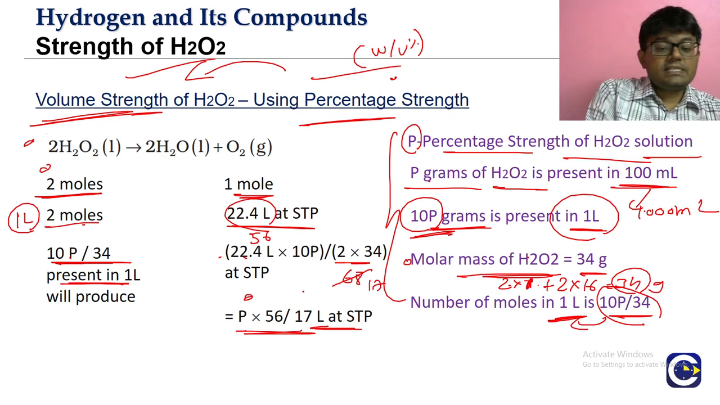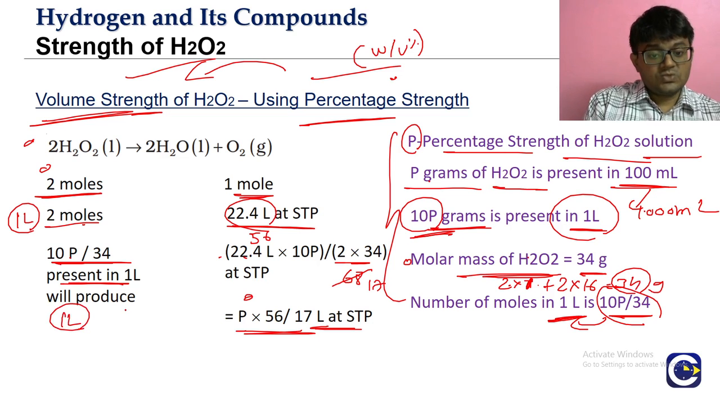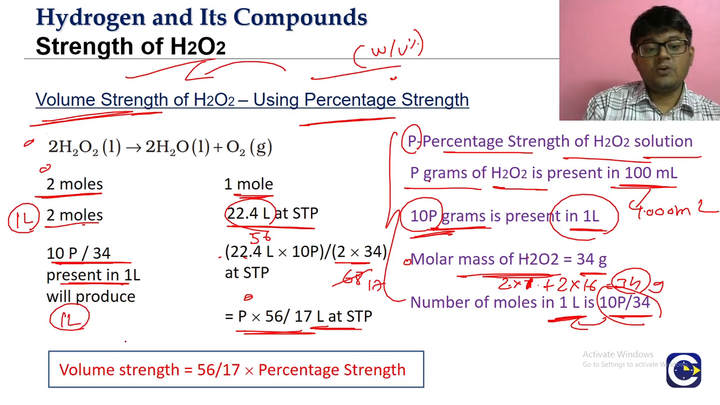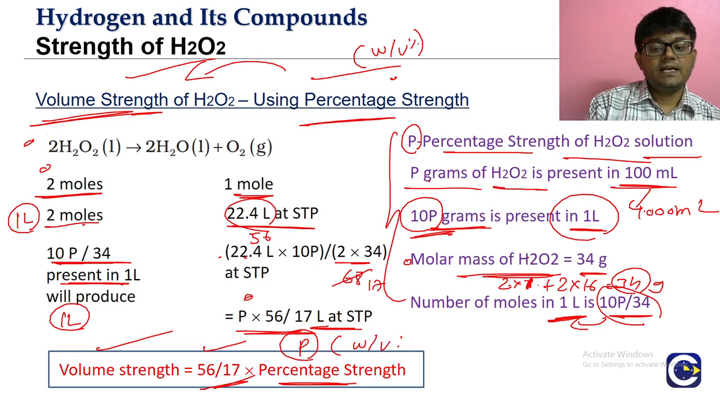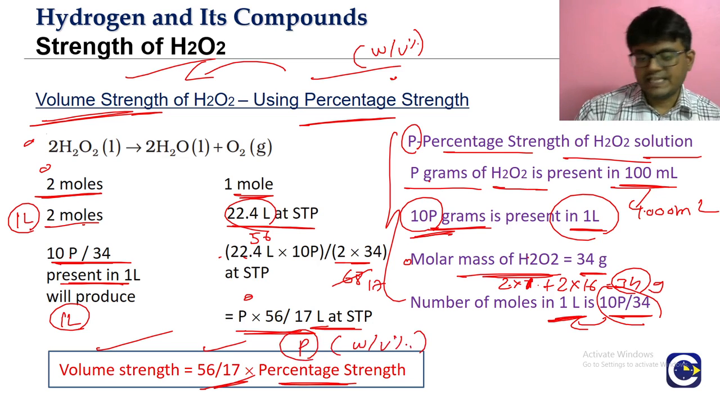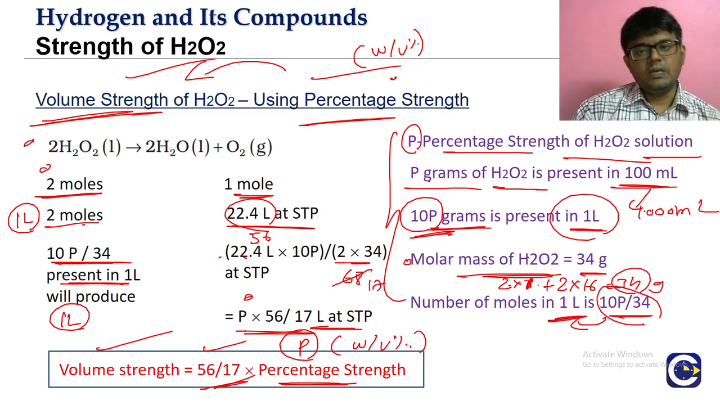Now this is coming from where? It is coming from 1 liter, right? 1 liter of H2O2 solution. We got the formula. What is the formula? Volume strength is equal to 56 by 17 into P. P is the percentage strength, which is the weight by volume percentage. We have to keep it in mind. Percentage strength means weight by volume percentage. So these are the three formulae we have.